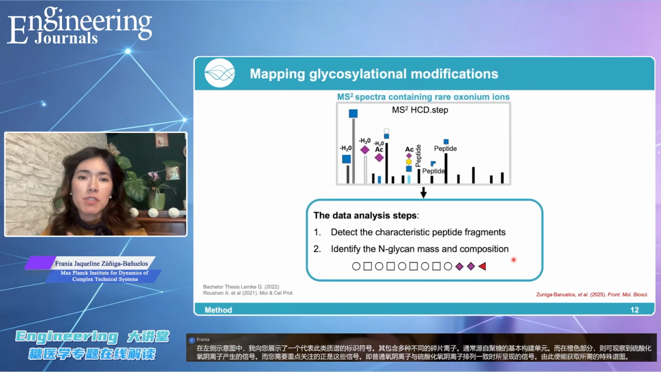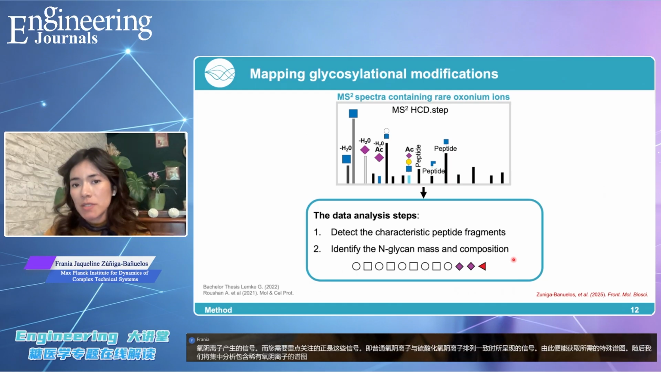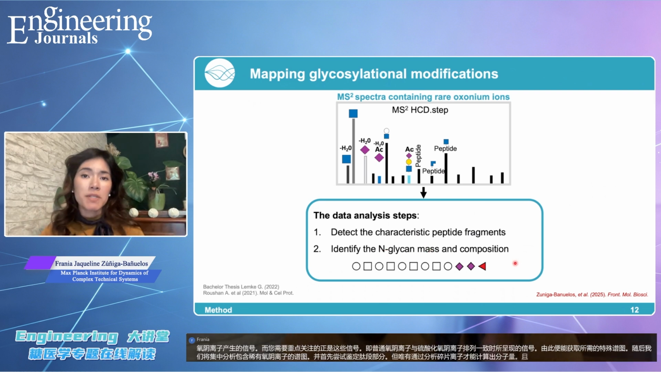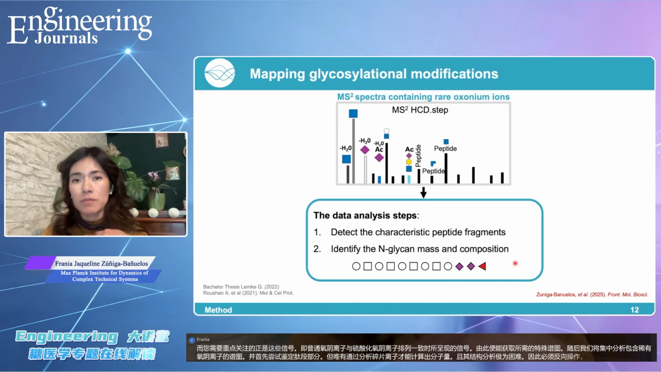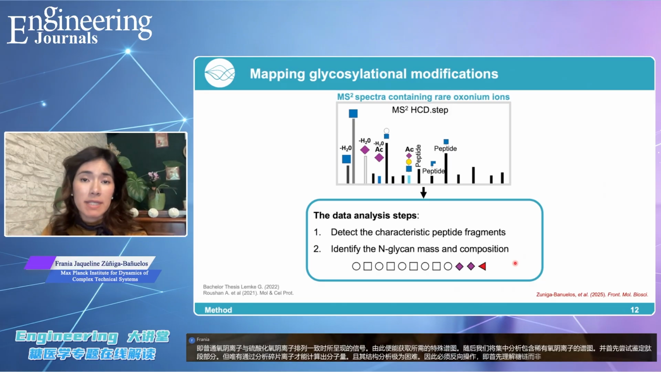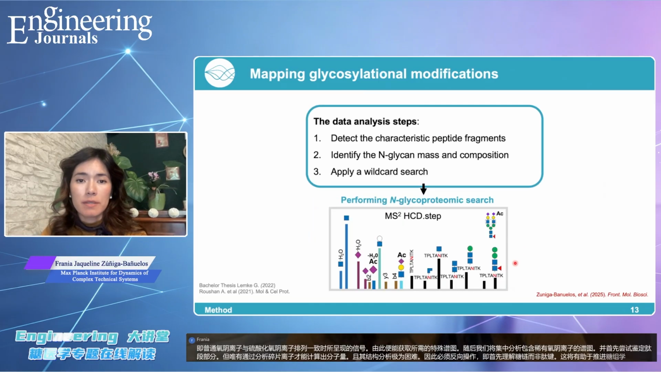Later, we focus on the spectra containing rare oxonium ions, and we first try to identify the peptide moiety, but only the fragment ion, to be able to calculate the N-glycan mass and the composition. It's very important to start the other way around, starting by understanding the glycan and not the peptide. This will facilitate the glycoproteomic search.